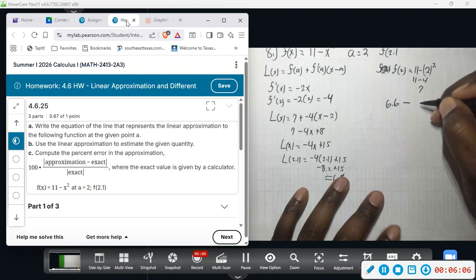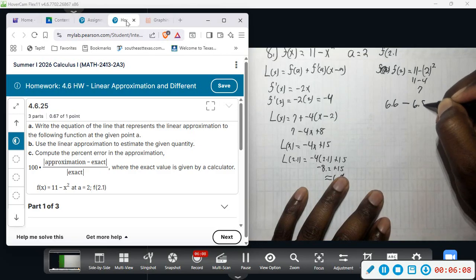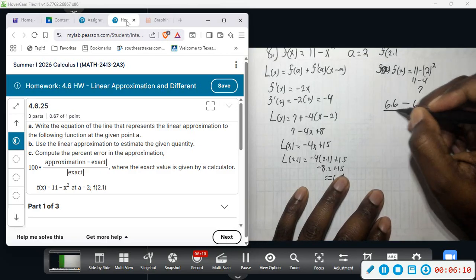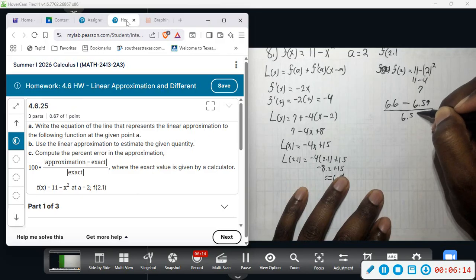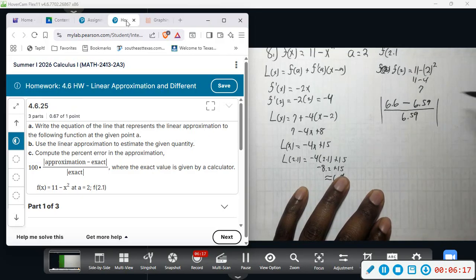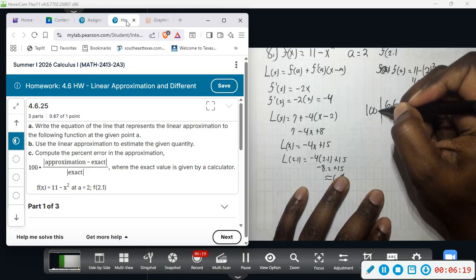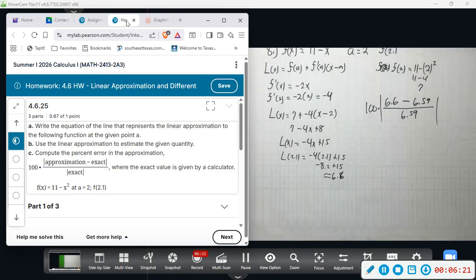All right, so 6.6 minus 6.59, that's just a 0.01 difference, divided by 6.59. And then we have absolute value bars around all this, and we're going to multiply times 100, which is going to give us a percent.